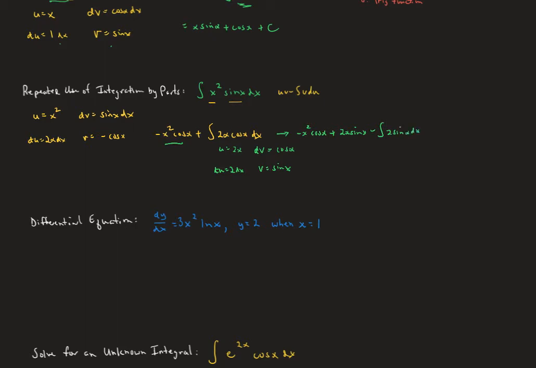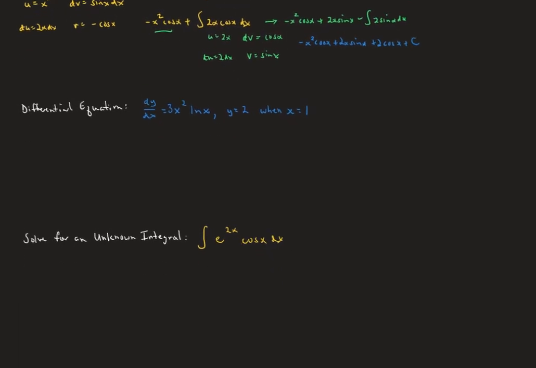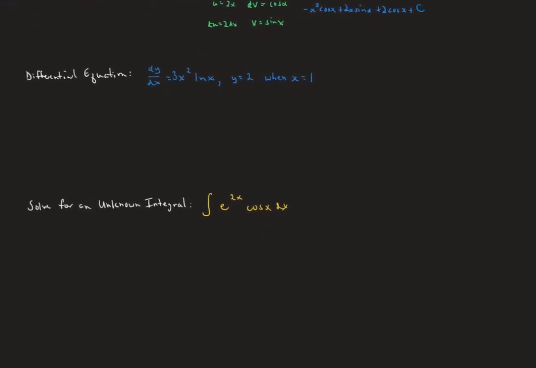And the good news is, we can actually integrate this. So we're going to have our negative x squared cosine of x plus 2x sine of x. And now the integral of sine is going to be a negative cosine, so that's going to be a plus 2 cosine x plus c. Kind of crazy. Okay, so let's see how we can use integration by parts to solve a differential equation.